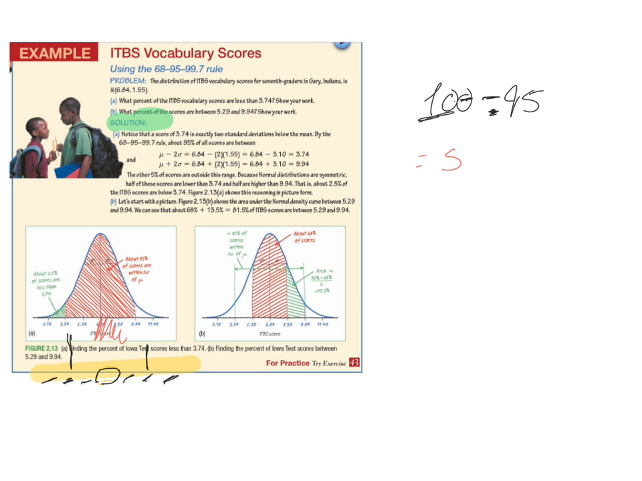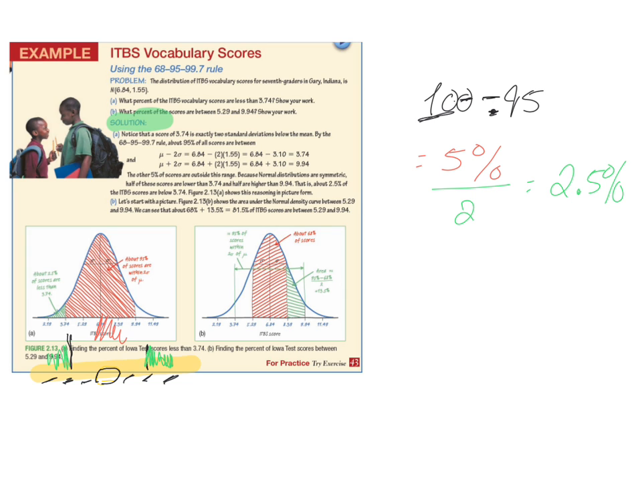Okay, now that 5% is going to be split between this green chunk, the green chunk we're actually trying to find. It's split in half. So what do we do? Well, we divide that by 2, and our answer is going to be 2.5%. And that's how we do that first question. What percent falls below that?